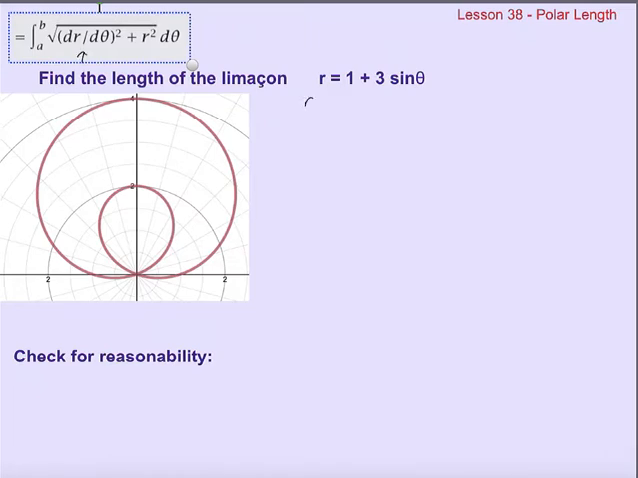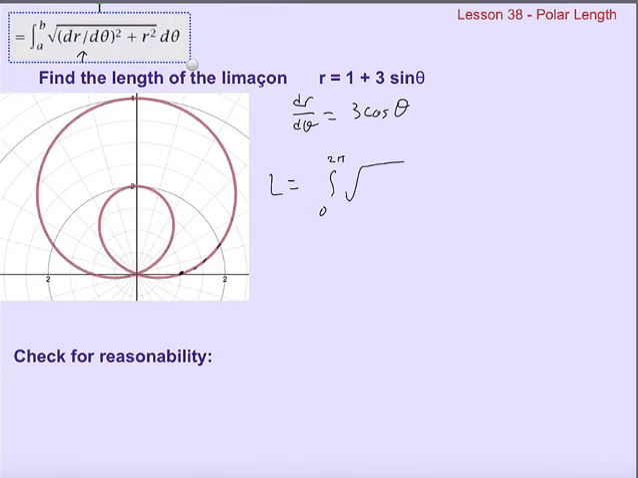Well, we can find that out. Dr d theta is equal to 3 times the cosine of theta. No tricks to that. And so the arc length of the entire limacon is the definite integral from 0 to 2 pi, because if we start here when theta is 0 and go all the way around, theta is pi over 2, theta is pi, theta is 3 pi over 2, but with a negative radius. In here, the radius is positive again, and now theta is 2 pi. So it takes us that long to get all the way around.